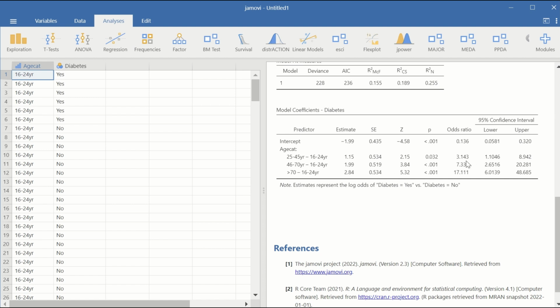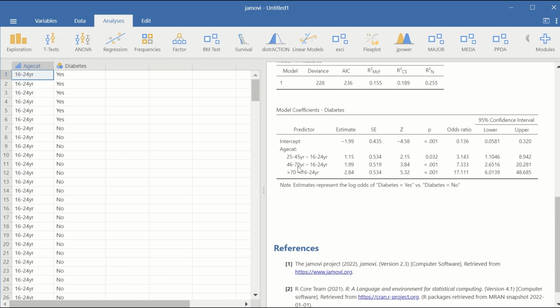The way to interpret this table is that looking at the first category, those individuals who are in the age range of 25 to 45 years old have an increased 3.1 odds of having or developing diabetes compared to the younger generation, or younger individuals, 16 to 24. So older individuals have higher chances or are more likely to develop diabetes than younger ones.